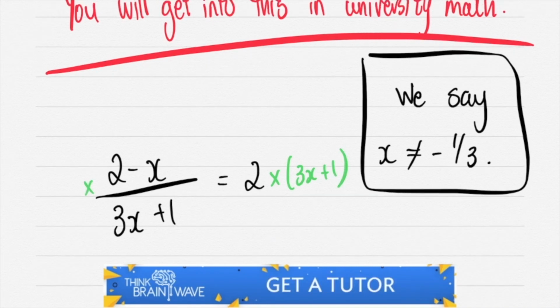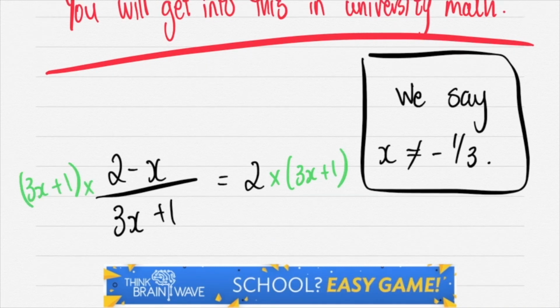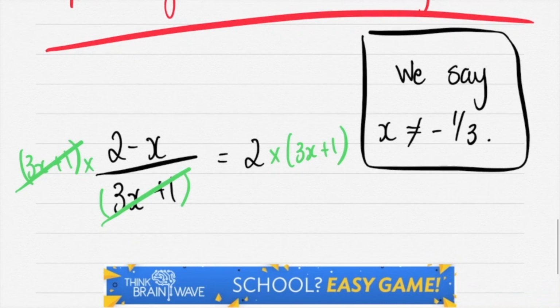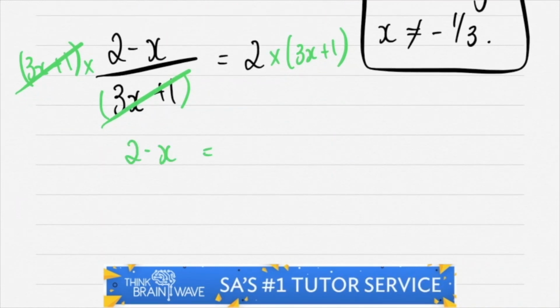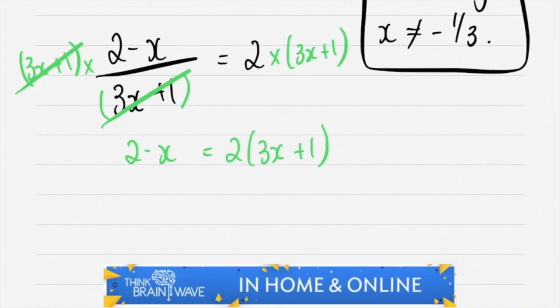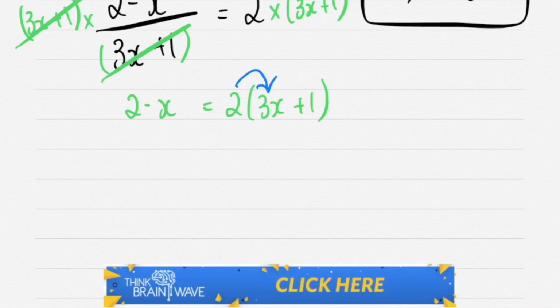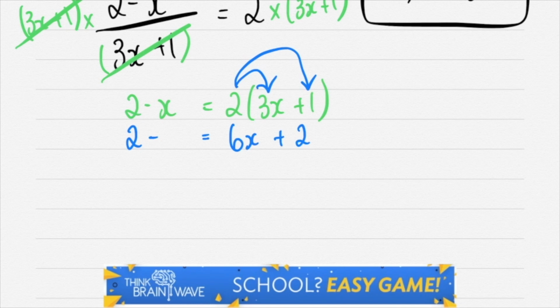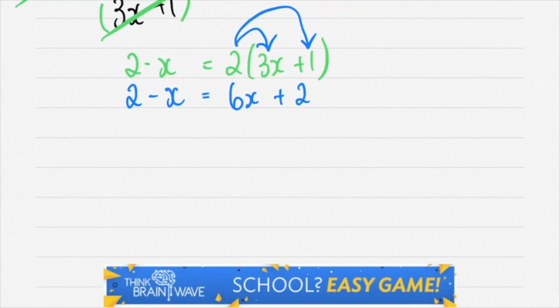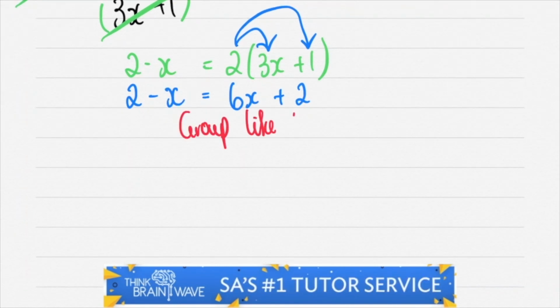Now let's look at this. We've got to do what we do on the left, we do to the right. So I'm multiplying by the base on the left and by the base on the right. And that gives me 2 - x equal to 2 times (3x + 1). Let's multiply that in, and we are left with 2 - x equal to 6x + 2.